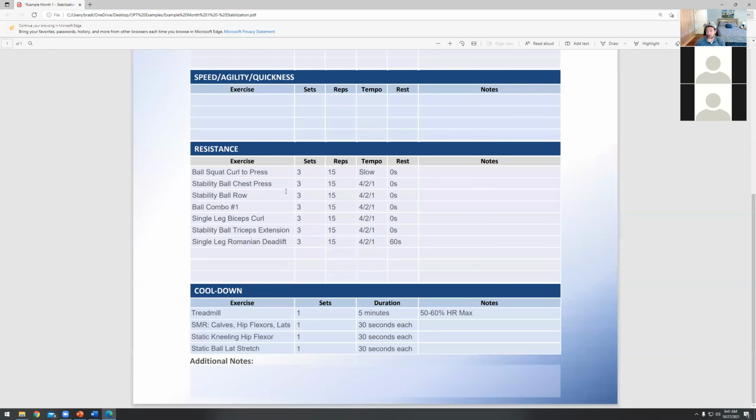And then for the resistance, I just did total body. Ball squat, curl to press, stability ball chest press, stability ball row. Combo number 1 on the ball, that's that YTA that we did last time, right? Mm-hmm. That says 15. I should say that's 5 reps for each. 5 Y. There we go. So I should put that and I'll make it a little more specific.